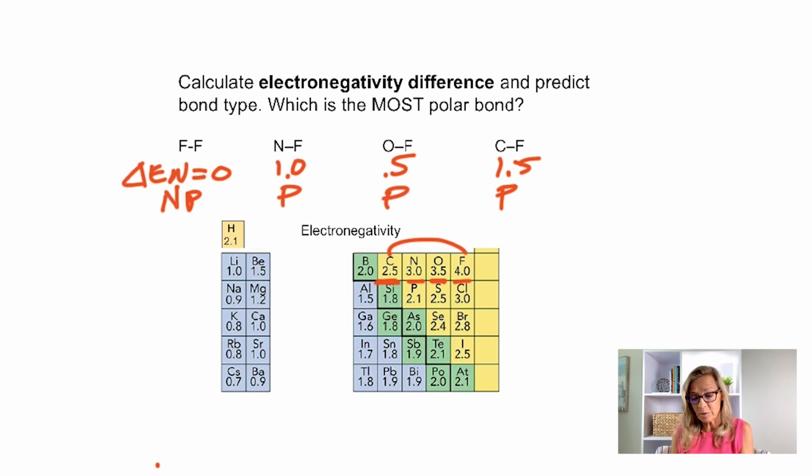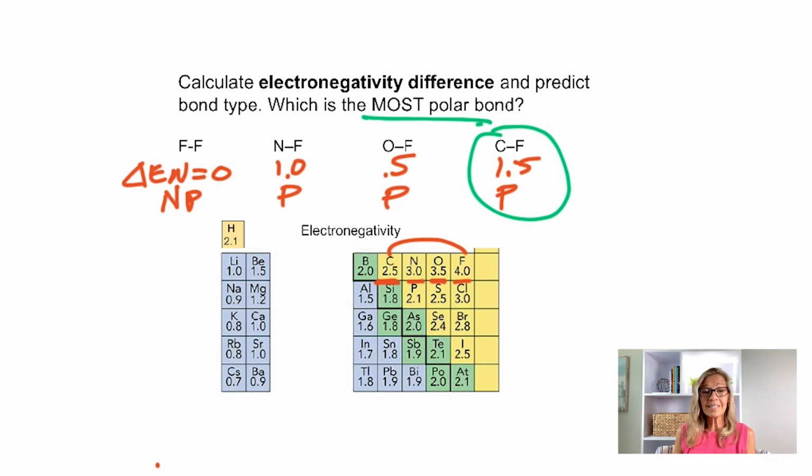So who is the most polar of these bonds right here? The most polar would be the one with the greatest electronegativity difference. So the polarity of these bonds is going to impact intermolecular forces and a whole lot of chemistry to come. So make sure you get this straight. You can do this.